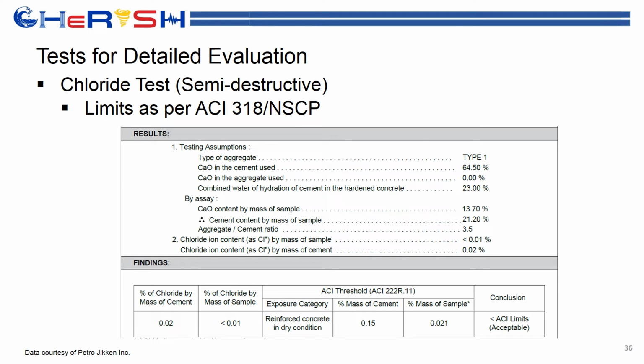Now, this is a sample test result of a chloride test. As you can see here, the percent chloride was presented in terms of percent mass of cement, and then we compare it with the ACI threshold, which is around 0.15 percent mass of cement. It is also important to note that when you do this test, the lab would also ask you to allow them to determine the cement content, right? Because that's the only way they are able to present your result in terms of percent mass of cement.